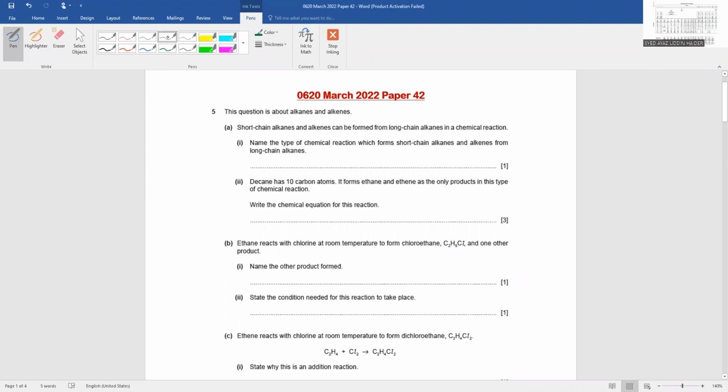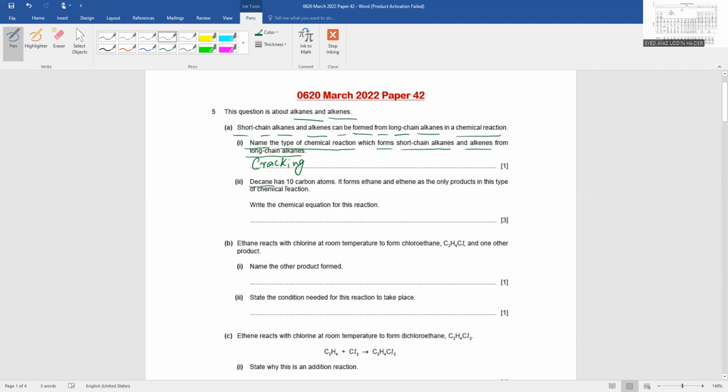This question is about alkanes and alkenes. Short chain alkanes and alkenes can be formed from long chain alkanes in a chemical reaction. Name the type of chemical reaction which forms short chain alkanes and alkenes from long chain alkanes. There's only one reaction in your syllabus, and that is cracking. So you write cracking here.